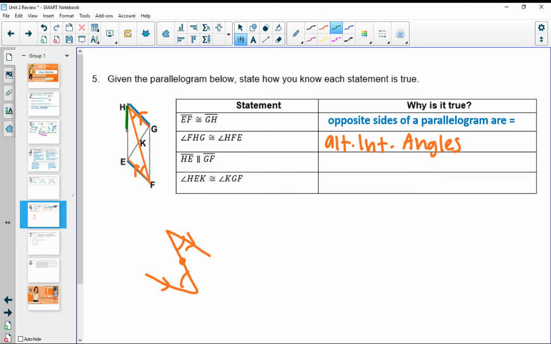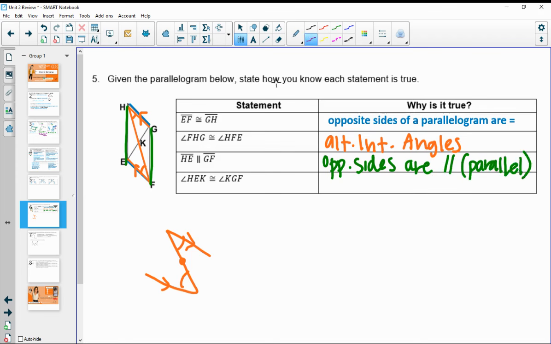How do we know HE is parallel to GF? So those are opposite sides. So that's through the definition of a parallelogram, that opposite sides are parallel. You could write the symbol for parallel, or you could write out the word parallel.